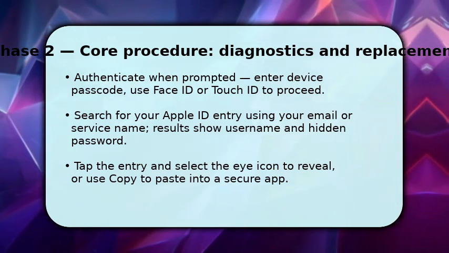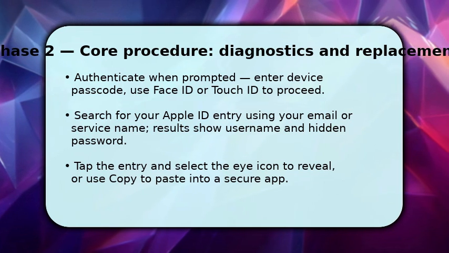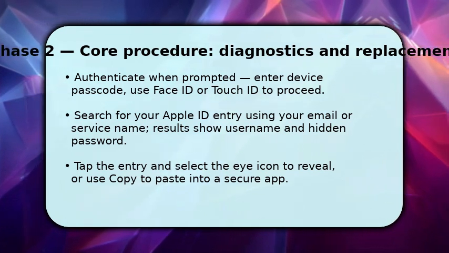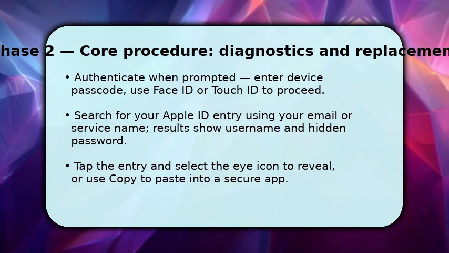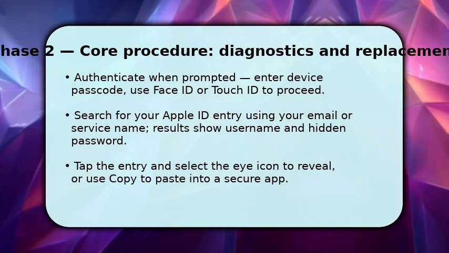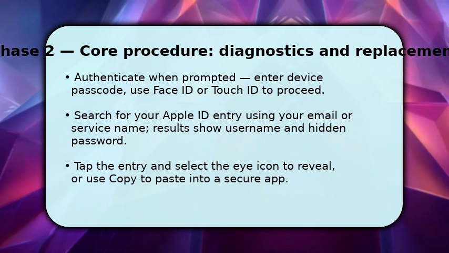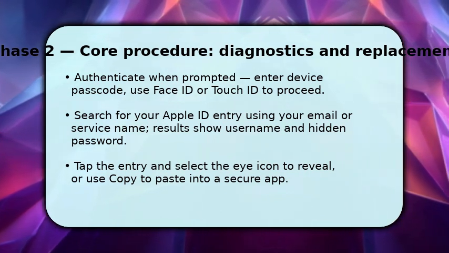After authentication, type your Apple ID email into the search field to find the saved entry. You'll see the account name and a hidden password field. Tap the entry, then tap the eye icon to reveal the password or use copy, but make sure you paste it into a secure, trusted field. This protects you from accidental exposure or clipboard leaks.